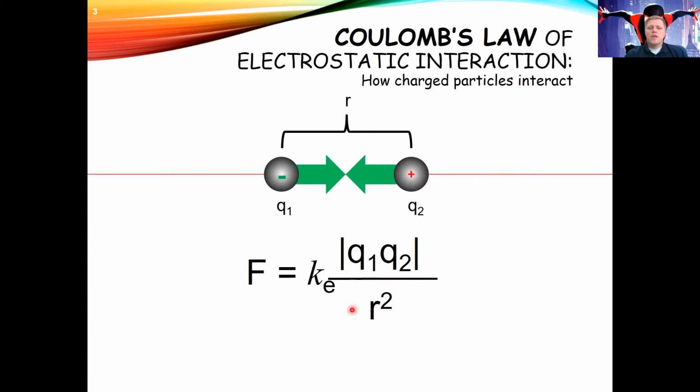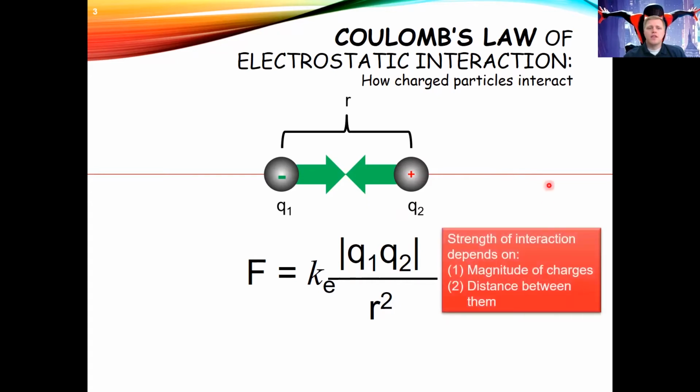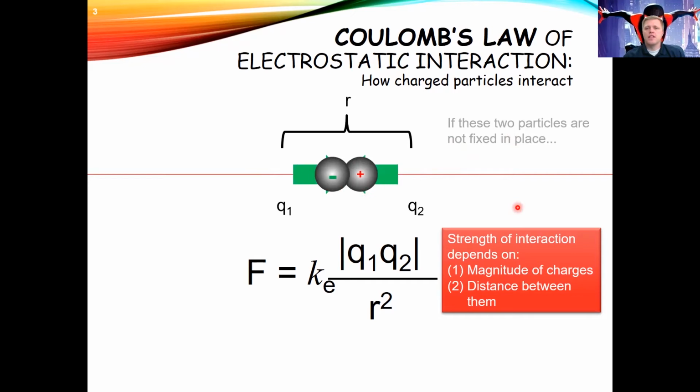And since that value increases by 4 and we're dividing by it, the total strength of that force decreases to a factor of 1/4 the original value. So the strength of this interaction depends on both the magnitude of the charge on the particles and the distance between them. If these two particles are free and not fixed in place, they'll come and crash into each other. And by 1900, it was clear that atoms could be broken into parts that would be attracted and repelled by each other.